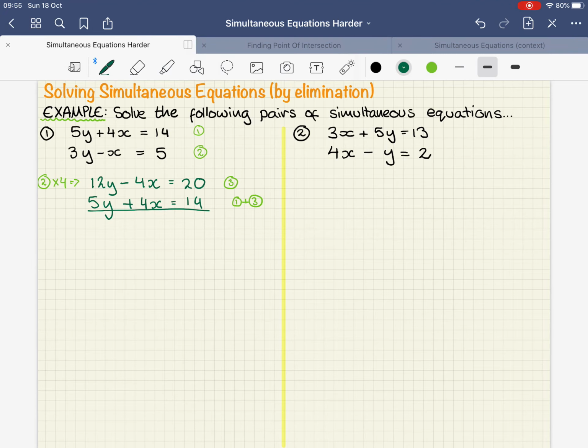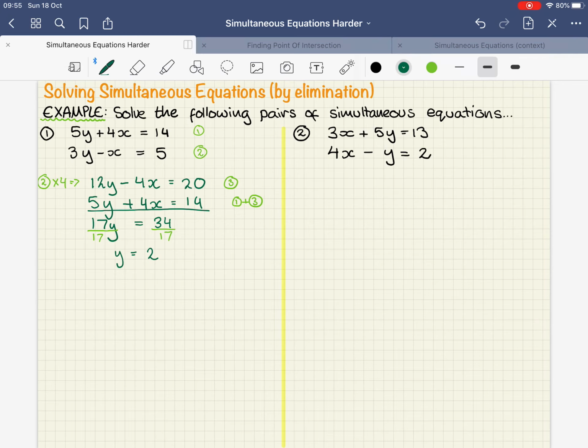So 12y add 5y, that's going to give me 17y. The x's are going to cancel each other out. Then 20 add 14 gives me 34. Then solving to find y, I divide by 17 on both sides. And so I've got y equals 2.